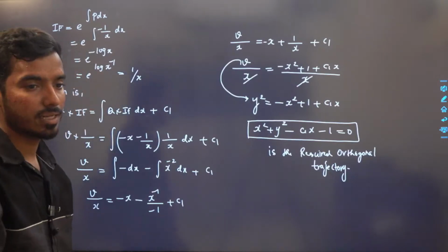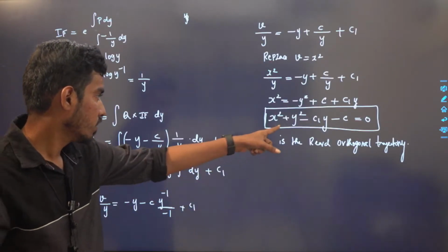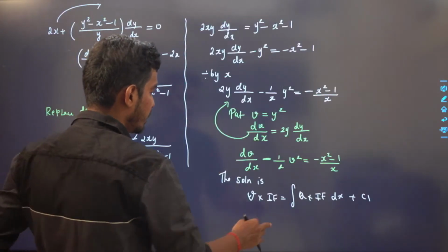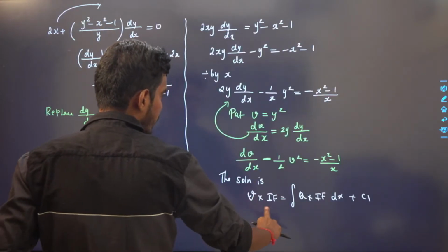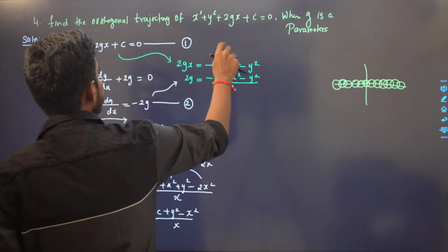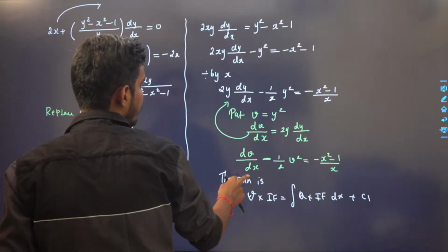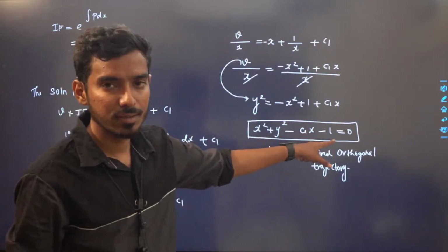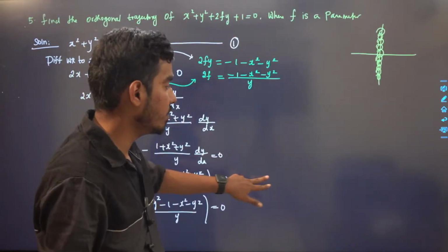Right, so you can see there are some similarities. Here we have x square plus y square minus c1y, and here we have minus c1x, right? Here we have minus 1, and there we have minus c. In the previous problem we have minus c, but in this question instead of c we have 1. That is why we have 1 here.